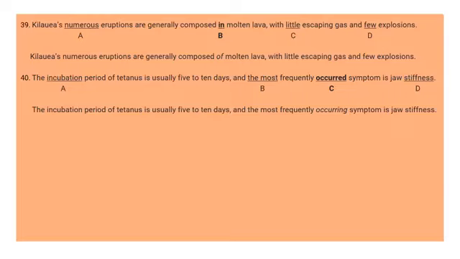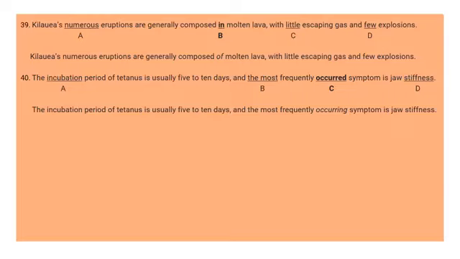Number 39. Kilauea's numerous eruptions are generally composed in molten lava with little escaping gas and few explosions. The answer is B. Why I choose B? Because the preposition in answer B was incorrect.